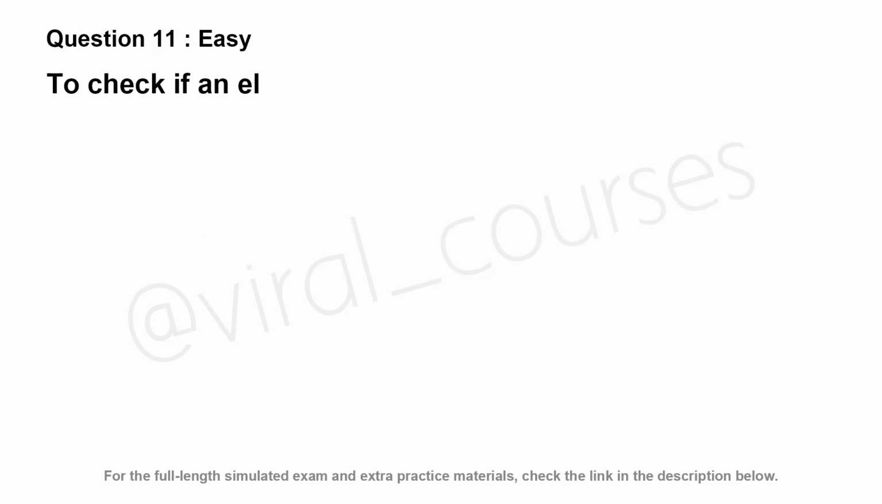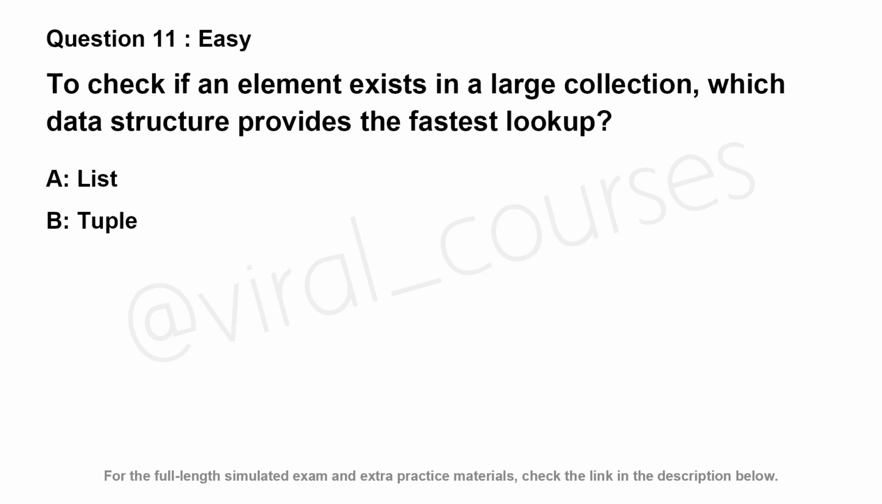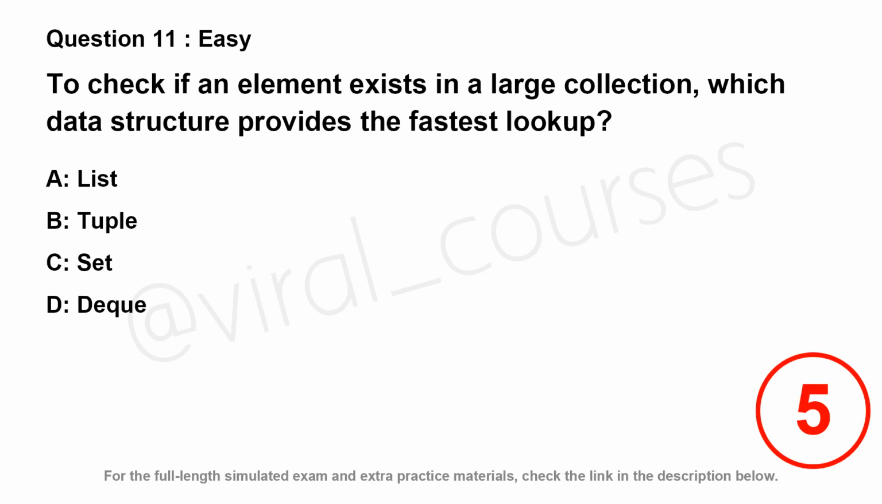To check if an element exists in a large collection, which data structure provides the fastest lookup? Option A, list. Option B, tuple. Option C, set. Option D, deque.